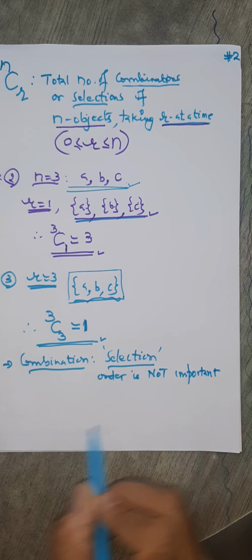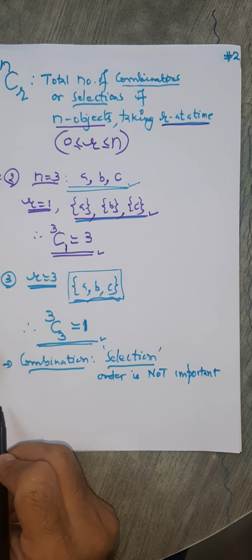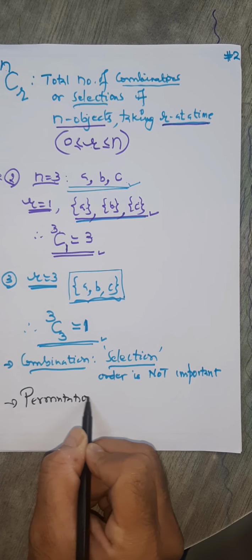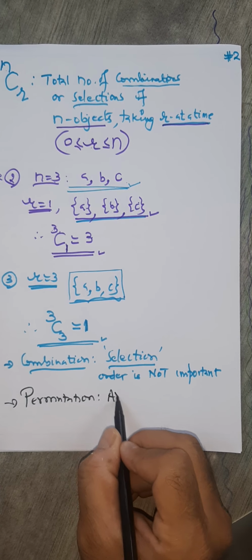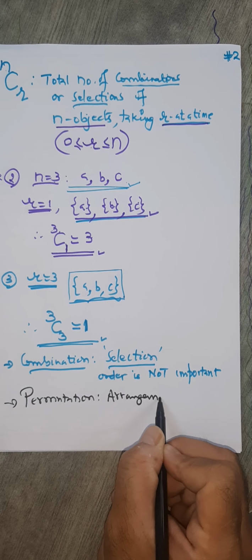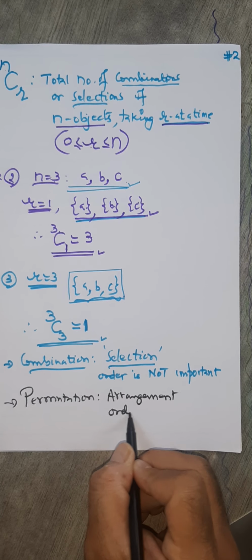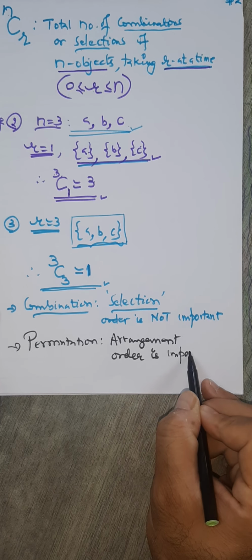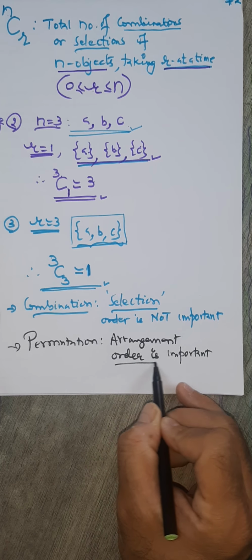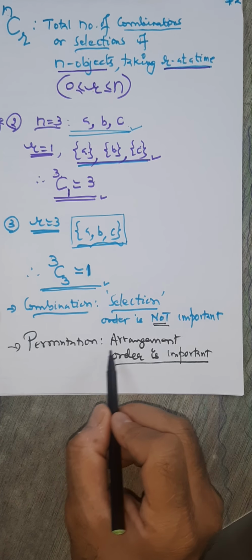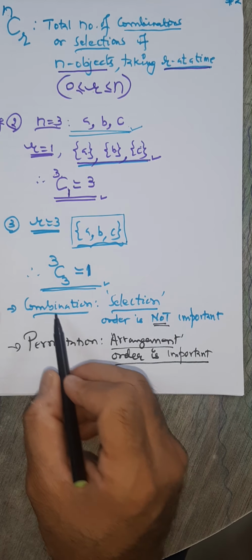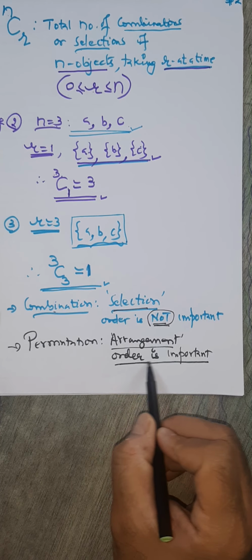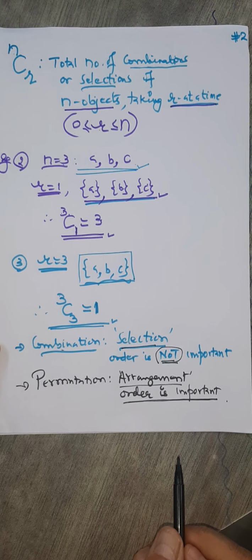And what about permutation? Permutation means what? Arrangement. Permutation means arrangement. And whenever you are arranging something, order is important. Here order is not important. Permutation means you are arranging something. Combination means you are selecting something. There the order is not important. Here order is important, remember. Okay.